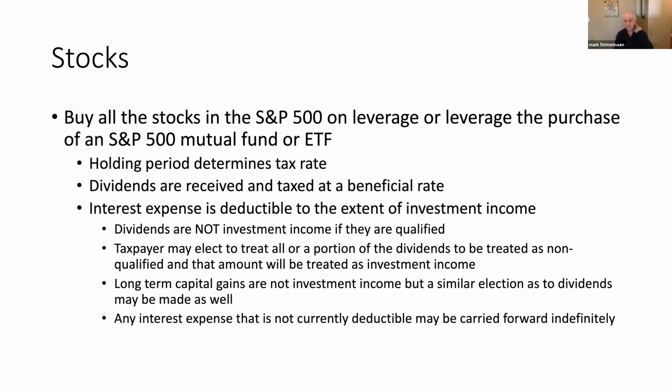So the first thing we can do is we can buy all the stocks in the S&P 500 on leverage, or we can leverage the purchase of an S&P 500 mutual fund or an S&P 500 exchange traded fund. Either way, we're buying the physical asset and we're getting exposure to the S&P 500. And so what are the tax rules? Because we own these assets, if we sell these assets at a gain, our holding period is going to determine the tax rate. Either we're going to have long-term gain or short-term gain. If it's long-term, it's 20%. If it's short-term, it's 37%. And our holding period determines the tax rate.